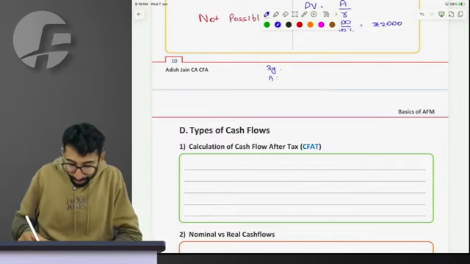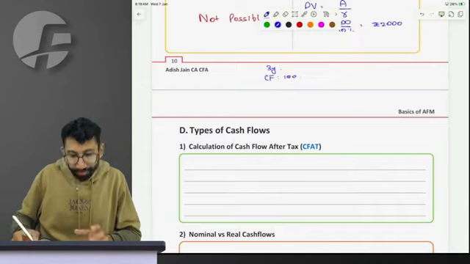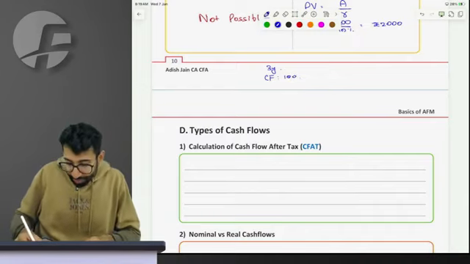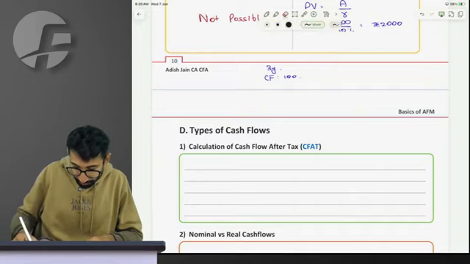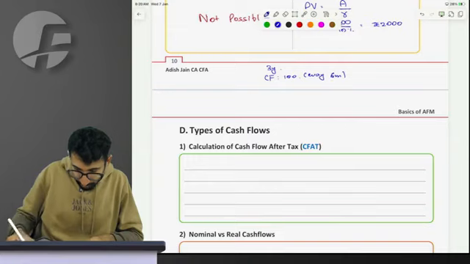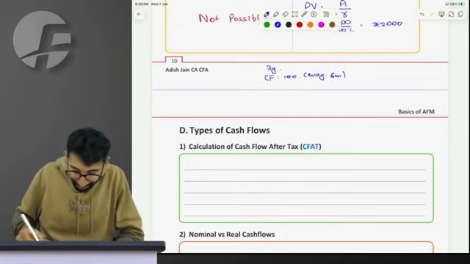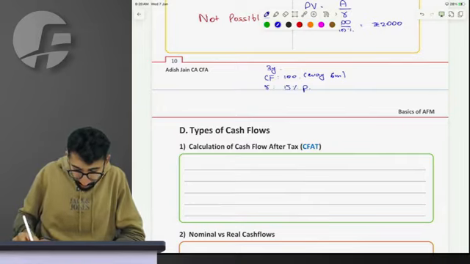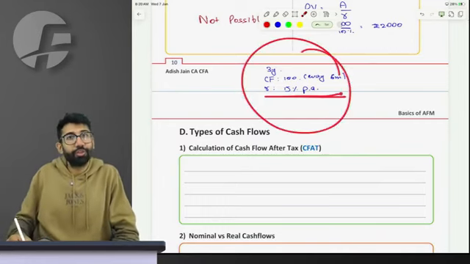The amount of cash flow at the end of every 6 months is rupee 100. Fine. Cash flow every 6 months. Every 6 months, the cash flow is rupee 100. My rate of interest is 15% per annum. 15% per annum is the rate of interest.